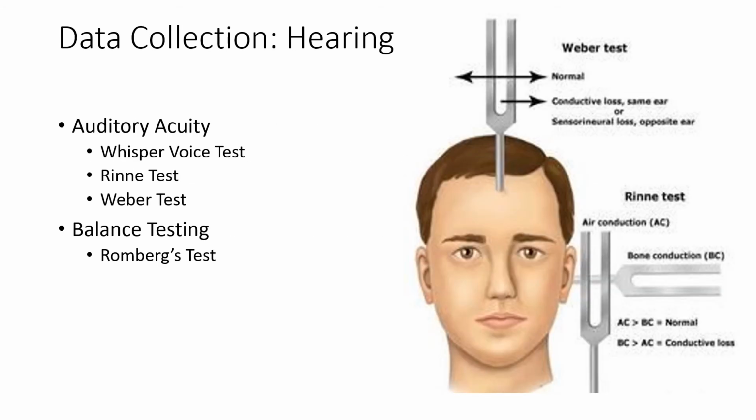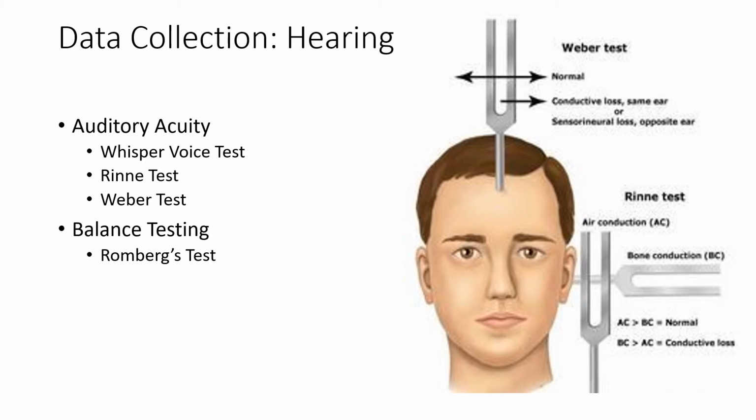There are some different tests that can be done for auditory imbalance. A whisper voice test is when the nurse stands 1 to 2 feet away from the patient and whispers a word to the patient, and the patient has to repeat it. The ear that is not being tested needs to be covered, and you need to make sure we're doing both ears.